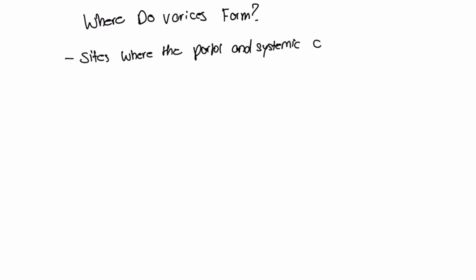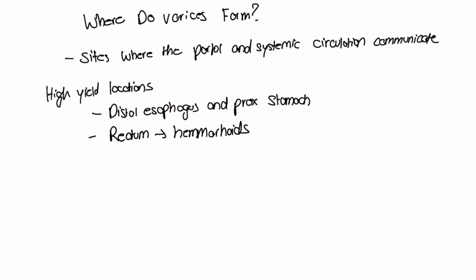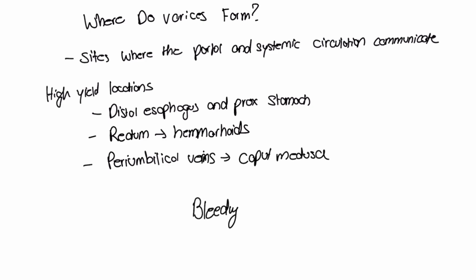So where do varices mostly form? They form at sites where portal and systemic circulation communicate. So high-yield locations are the distal esophagus and proximal stomach, the rectum, where it presents as hemorrhoids, and periumbilical veins, which we famously know as caput medusae, as we learn in med school. Esophageal varices are the most clinically important because bleeding can be catastrophic.